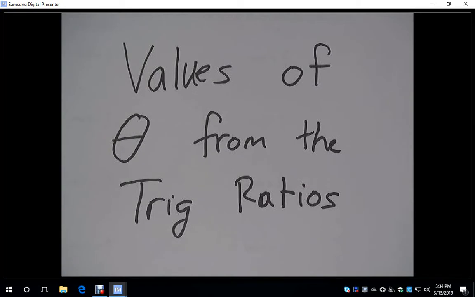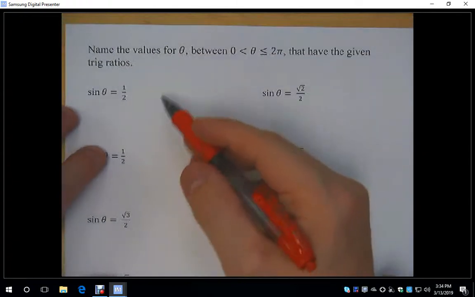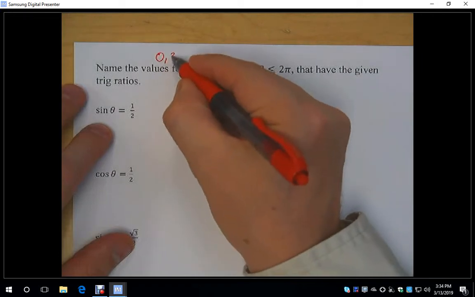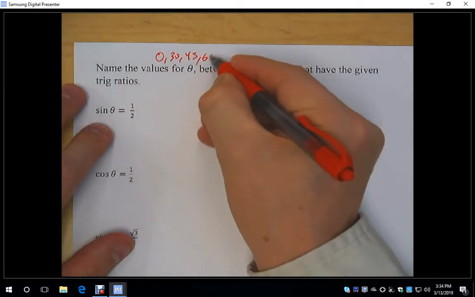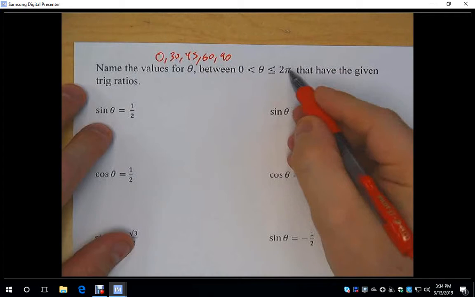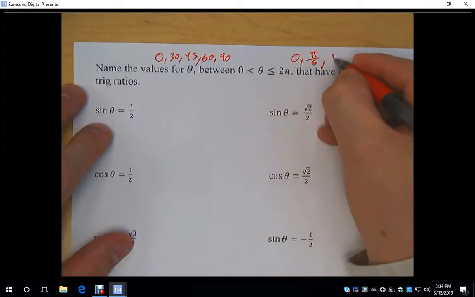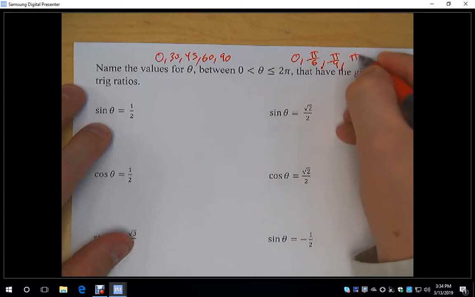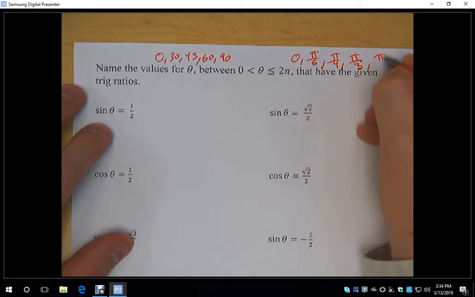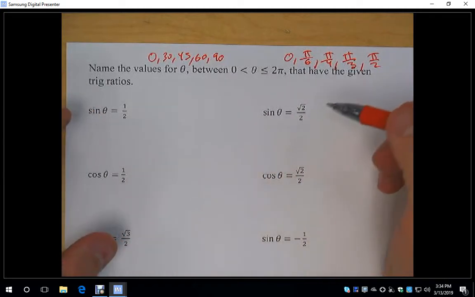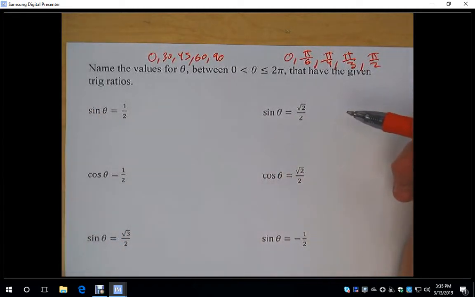In this video, I'm going to be covering the values of theta from trig ratios. So I came up with all the different possibilities of all the trig ratios for our special angles. And our special angles are 0, 30, 45, 60, and 90. And in radians, we're looking at 0, pi sixths, pi fourths, pi thirds, and pi halves. For this particular video, I'm going to be using the trig hand trick.